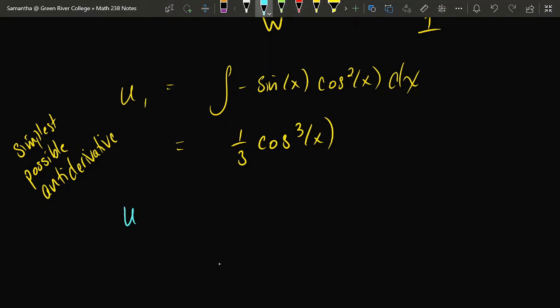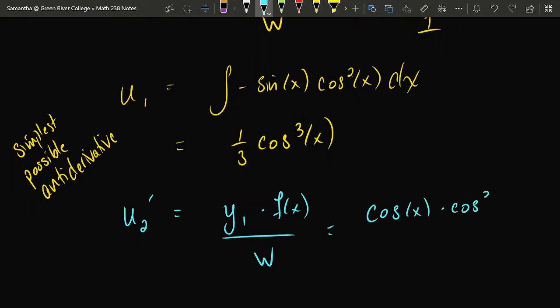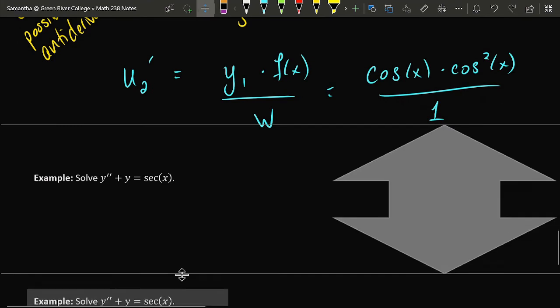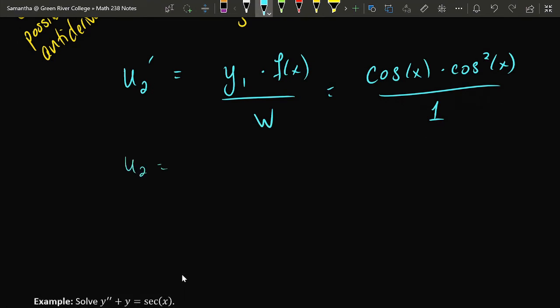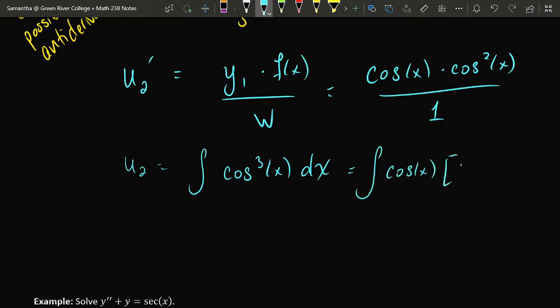So next, let's find u sub 2 using the formula that u2 prime will be equal to y1 with no negative sign multiplied by f of x divided by the Wronskian. And our y1 was cosine. So in order to calculate u2, we need to integrate cos cubed. This can be done using a trig identity. Cosine cubed is the same thing as cosine times 1 minus sine squared by the Pythagorean identity.